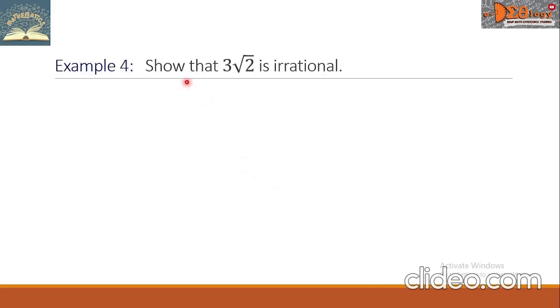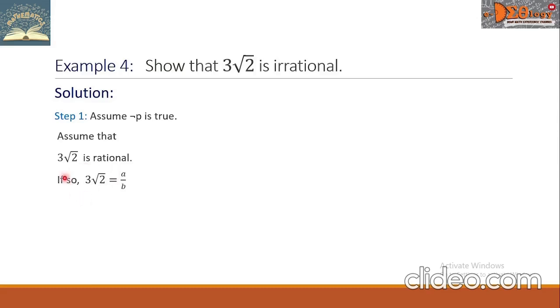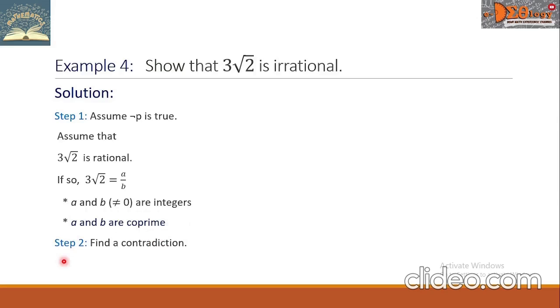Example 4. Show that 3 square root of 2 is irrational. Step 1. We assume that not p is true. Therefore, we assume that 3 square root of 2 is rational. If so, this 3 square root of 2 may be expressed as a over b, where a and b, with b not equal to 0, are integers, and a and b are co-prime. Then step 2. Let's find a contradiction.